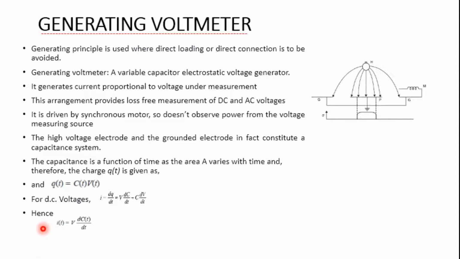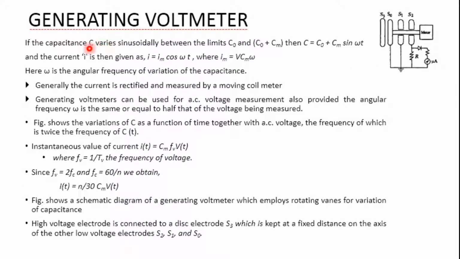Hence I of t is equal to V into dC by dt, which is with respect to the time variation. If the capacitance varies sinusoidally between the limits C0 and the maximum value, then we can write the total capacitance as C is equal to C0 plus Cm into sin omega t, because we know the maximum value of the capacitance follows the sinusoidal function.